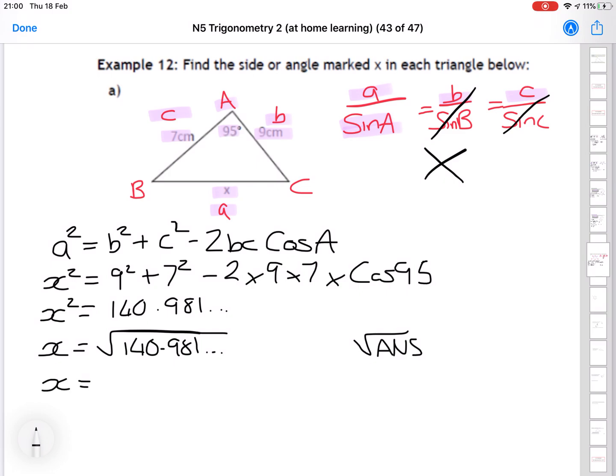So as an answer, I'm going to go for one decimal place here. 11.9 would be your answer, and that is centimetres because it's a length, remember.